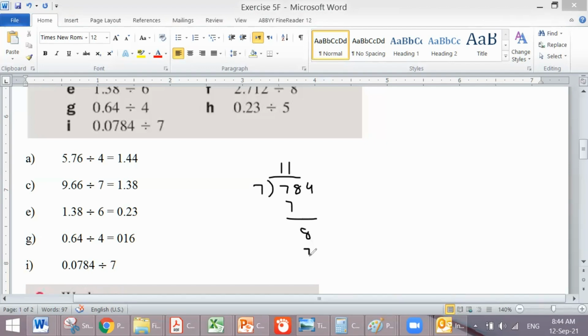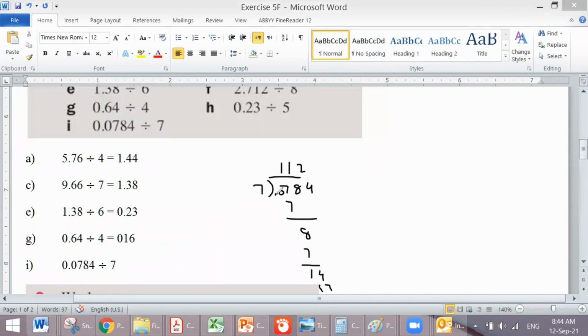7 ones are 7, and here 1, and here 14. It will become, so 7 twos are 14. Okay, it will be 7 twos are 14. Now I have to put the decimal point. So it was here 0, and then it was point.